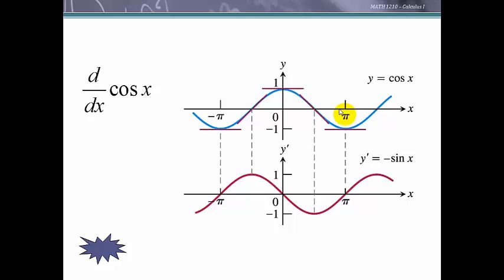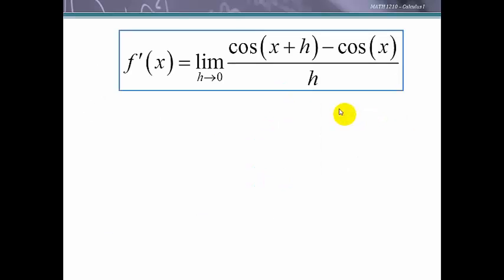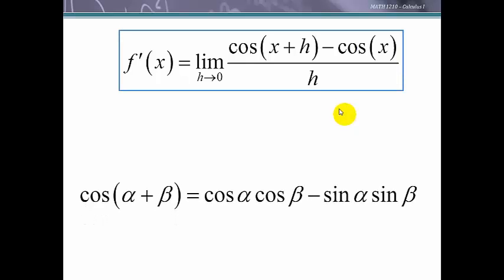We can see that here as we look at the graph of the function and then look at the graph of the derivative. This can also then be derived from looking at the definition of derivative. From trig, the sum formula for cosine is this one. And so let's go ahead and apply that here.